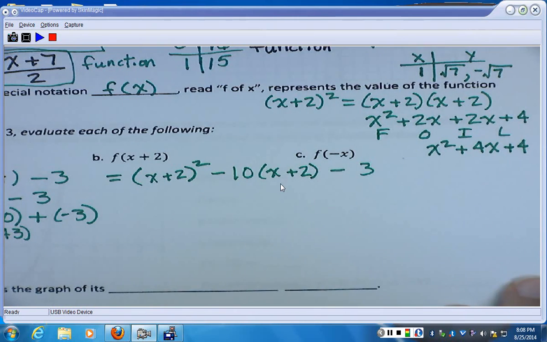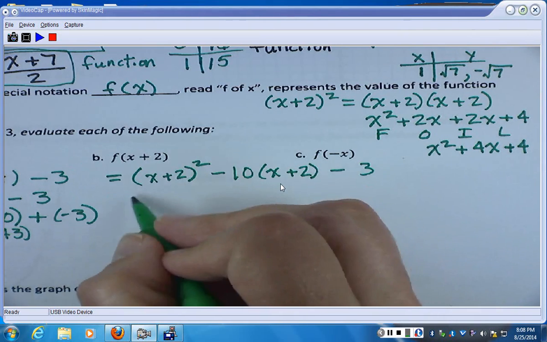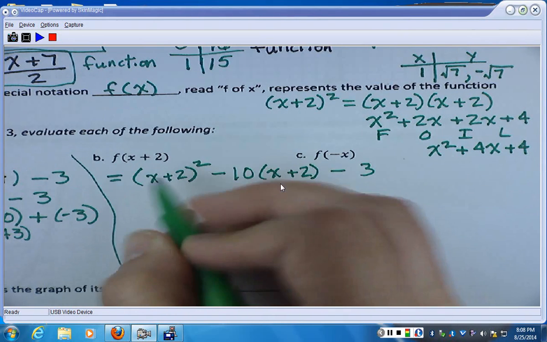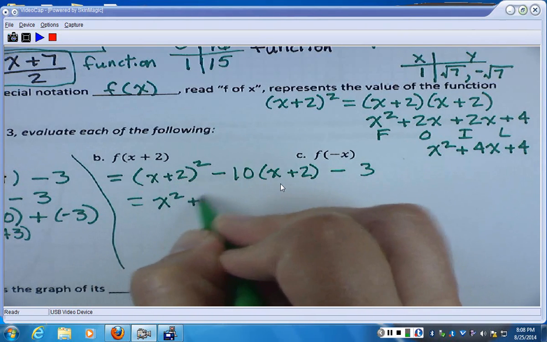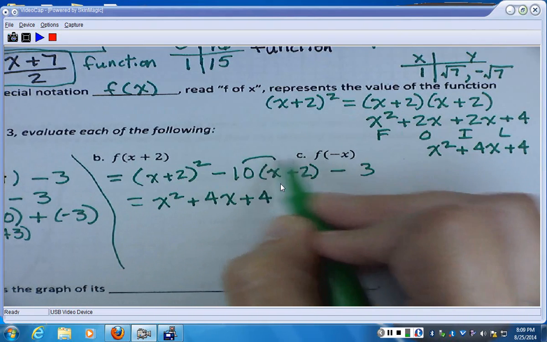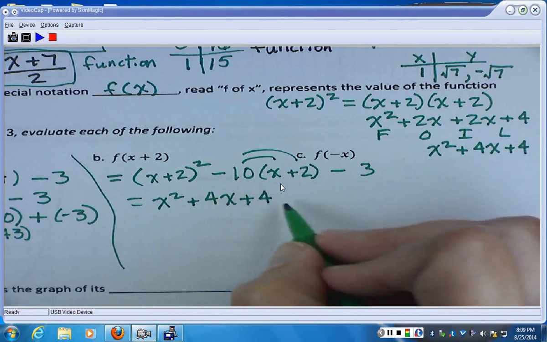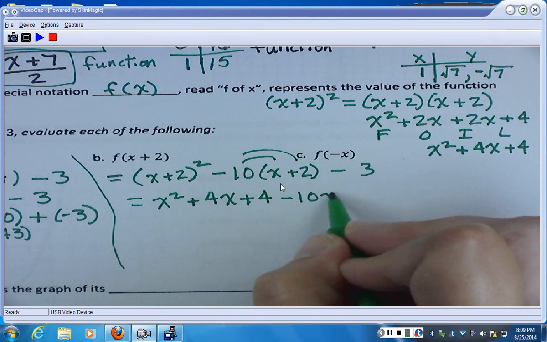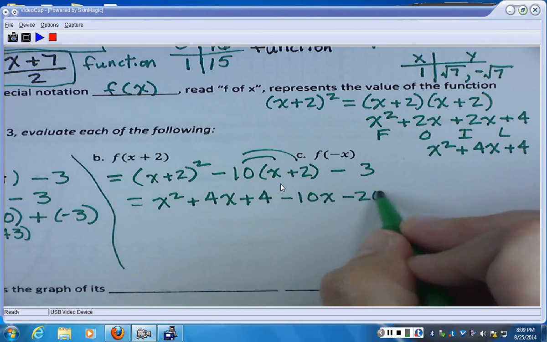Unless you have it memorized how to do that. You can do that off to the side somewhere. This equals x squared plus 4x plus 4. And then I'm going to distribute the negative 10. Minus 10x minus 20 minus 3.